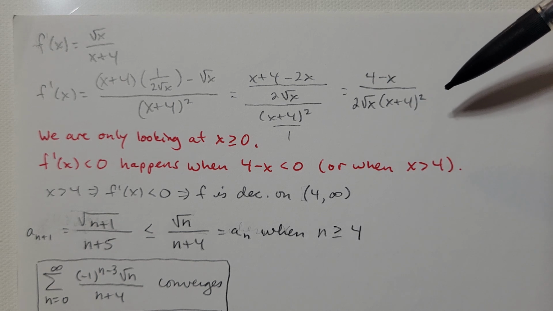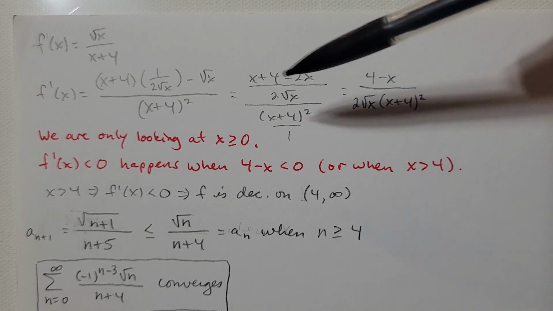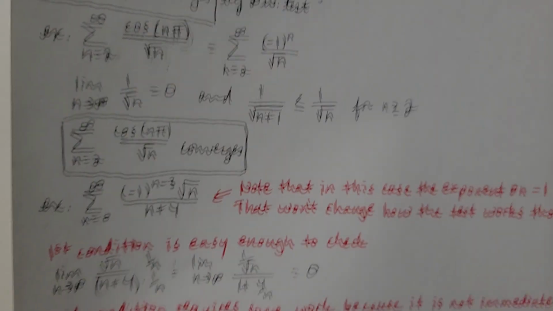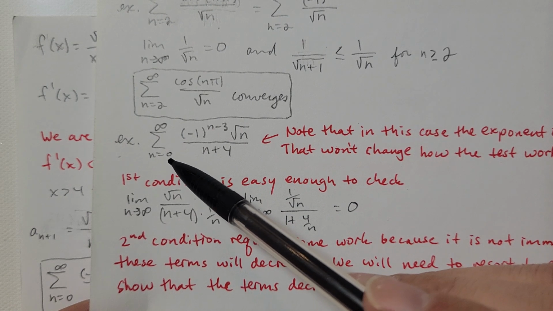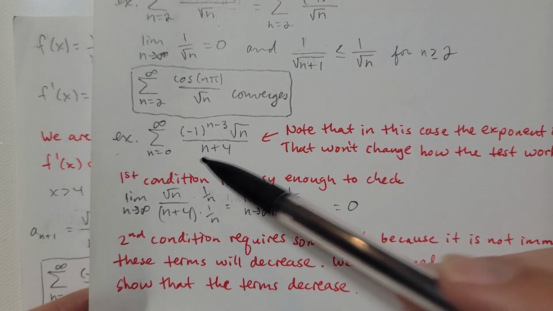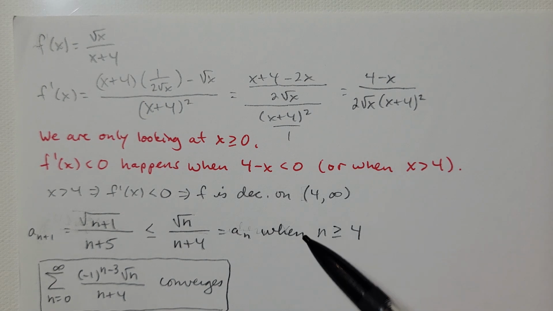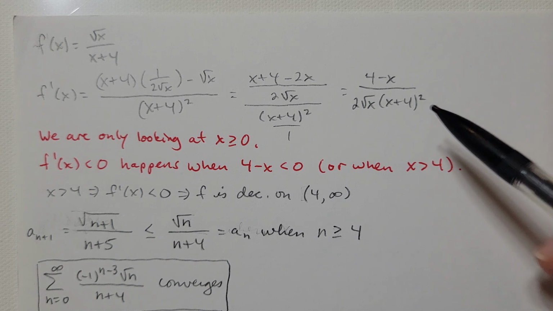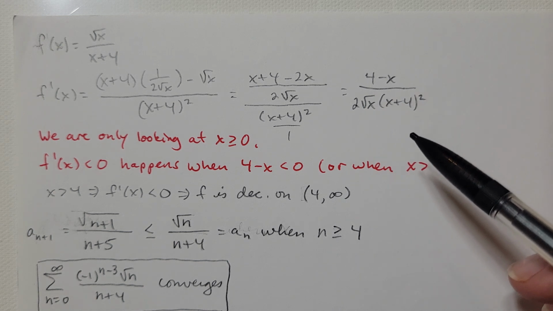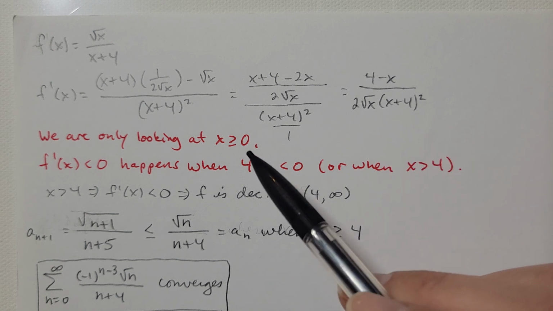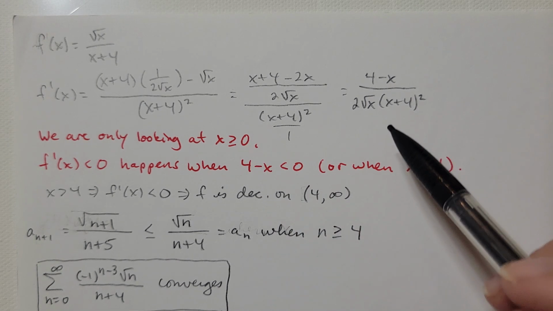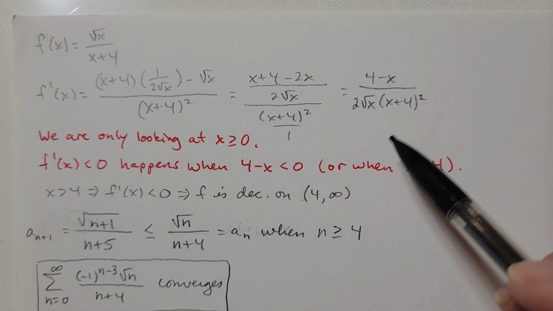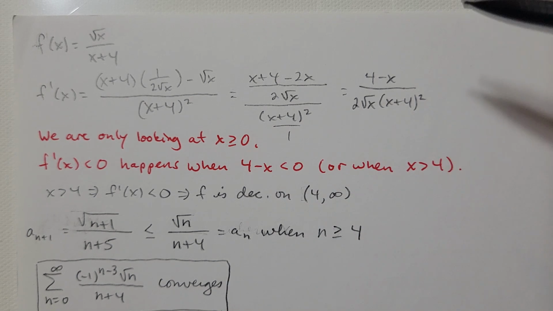Okay, now I'm only concerned about what's happening when x is not negative, right? Because the series is starting at 0. Not anything negative. So let's see, when is this less than 0? Well, the denominator is always going to be positive, no matter what x is greater than 0. x can't be 0 here. But the denominator will always be positive for values that are bigger than 0.